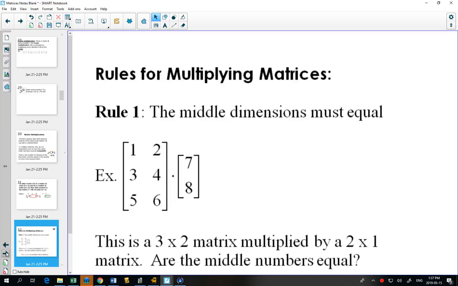Next, we start to look at the rules for multiplying. So rule 1, the middle dimensions must be equal. Here we have our 3 by 2, and here we have a 2 by 1. Since these middle numbers are the same, we can multiply. There's rule number 1. Are the middle numbers equal? Yes, they are.